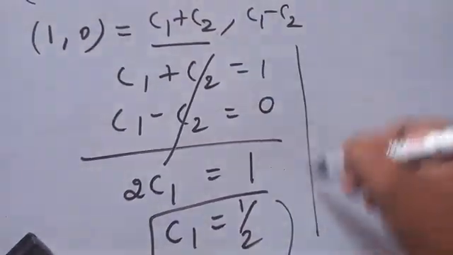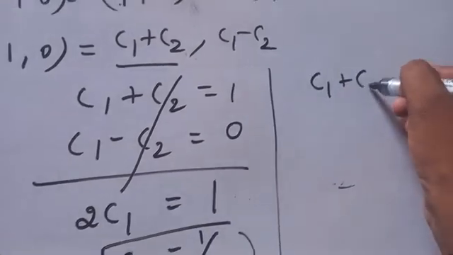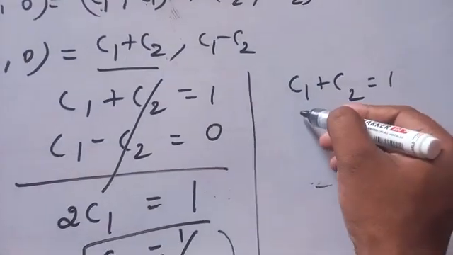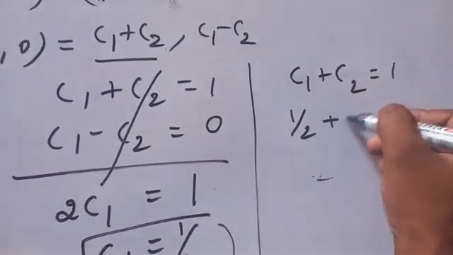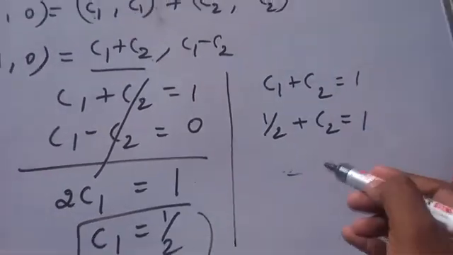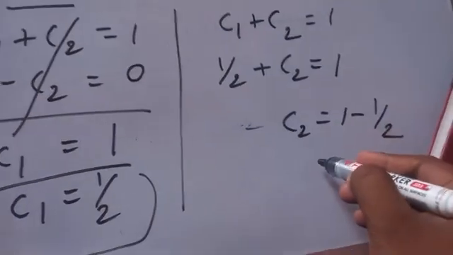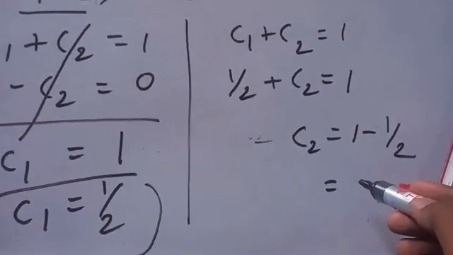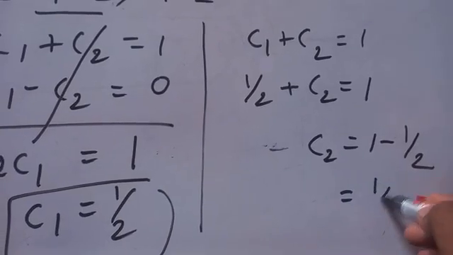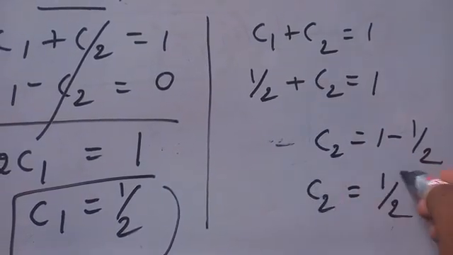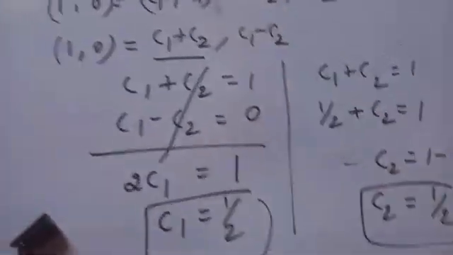Now use this equation, c1 + c2 is equal to 1. So c1 is equal to 1/2, so 1/2 + c2 is equal to 1. So c2 is equal to 1 - 1/2. So 1 minus half is equal to 1/2. So c2 is equal to 1/2.